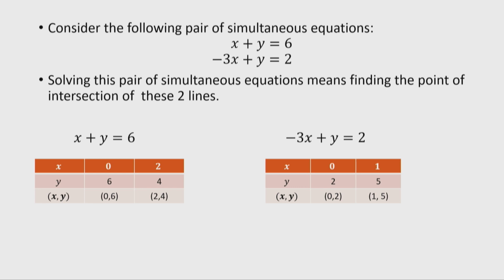So now we are going to plot the coordinates for both lines and we will draw the two lines. So for the line x plus y equal to 6, we will plot the coordinates 0, 6 and 2, 4. And for the line minus 3x plus y equal to 2, we will plot the coordinates 0, 2 and 1, 5.